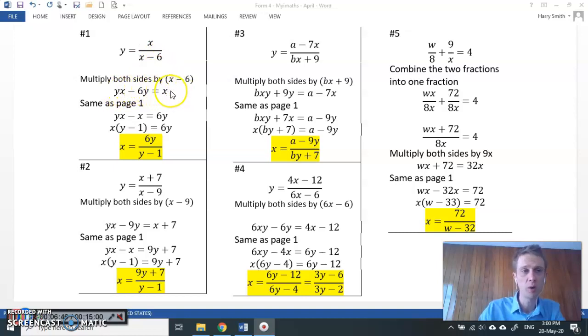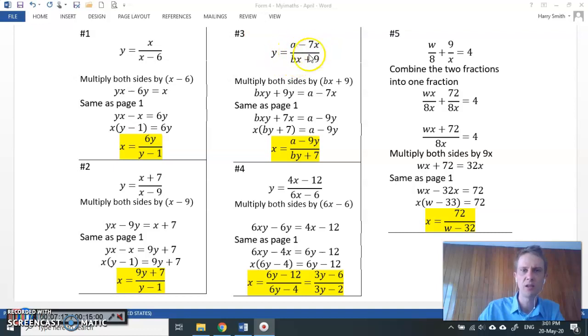Then, same as page 1. Okay, all I've done a little bit quicker. I've moved the 6y onto that side, the x onto that side, to give me that. Factorised, x times y is xy, x times minus 1 is minus x, 6y is there, and then divided by the y minus 1. Okay, yeah, these are a little bit tricky. Let's skip 2 and we'll go on to example 3.